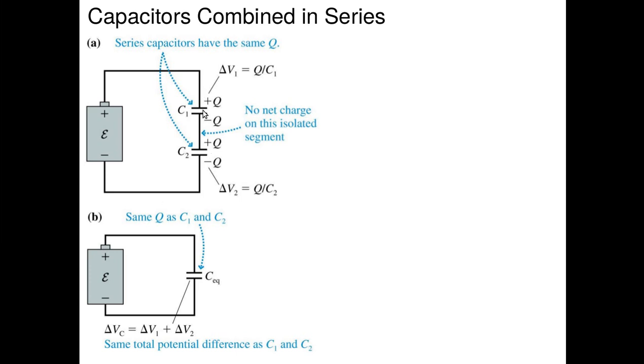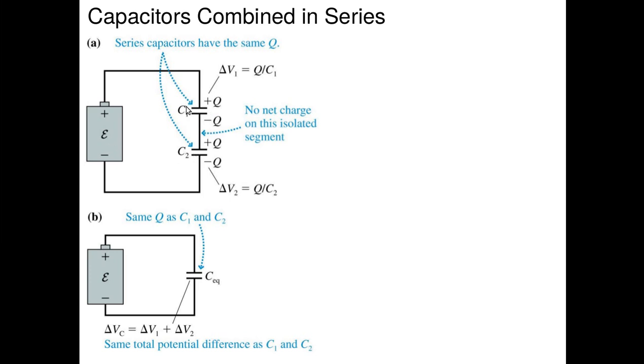So with capacitors in series, there's a voltage across capacitor 1 and capacitor 2. Their voltages add up to the voltage of the battery. So this is different from capacitors in parallel. The voltage across C1 plus the voltage across C2 is the voltage of the battery.